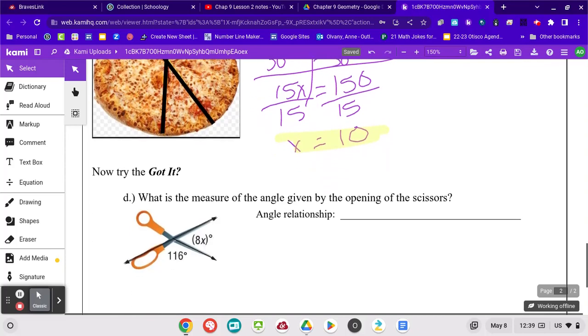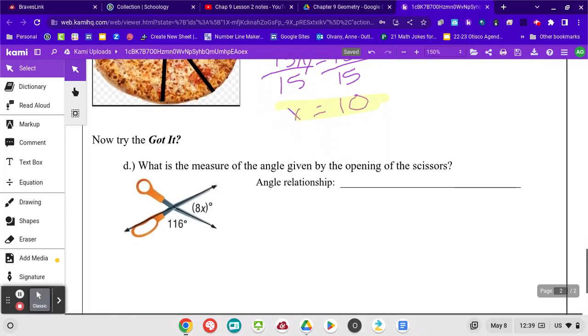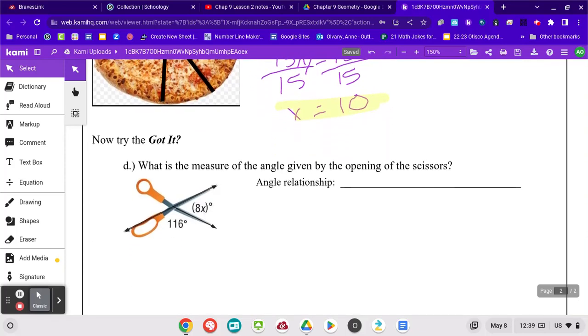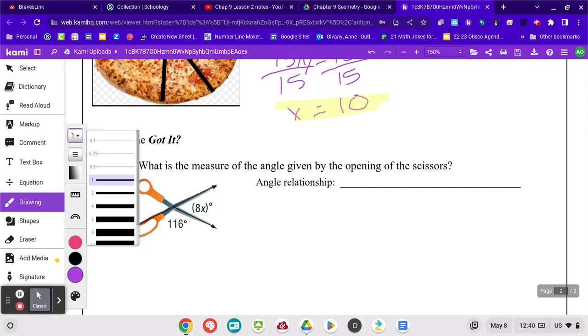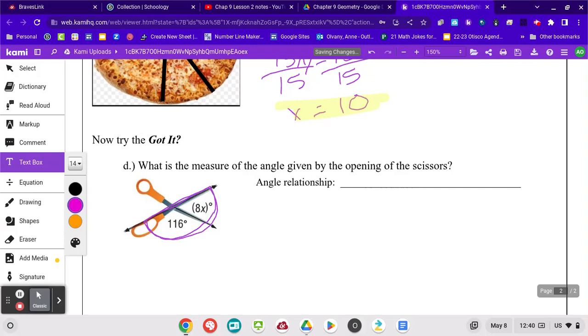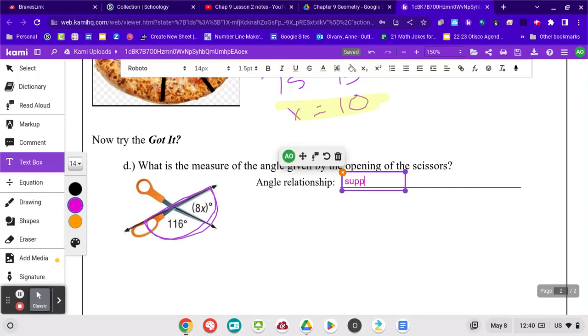All right, so you can pause it and give this one a shot, or you can just keep on watching. What is the measure of the angle given by the opening of the scissors? Once again, I'm going to see what I can trace. So I've got this space here and this space here. There's my protractor shape right there. So I know that these are supplementary angles. Kind of sets a supper table, makes a straight line.